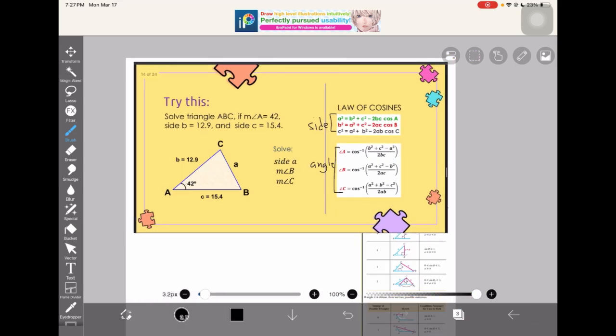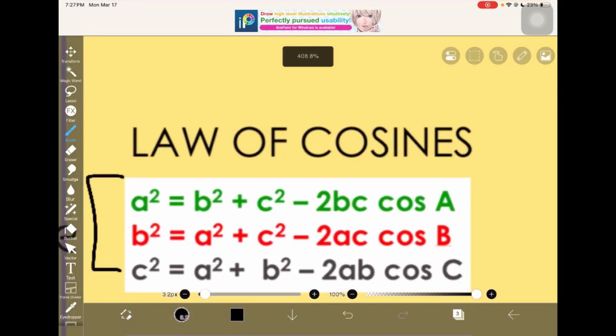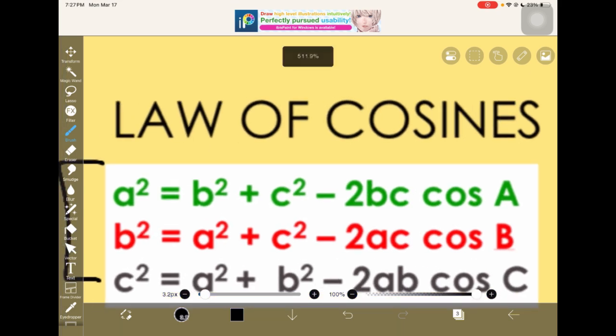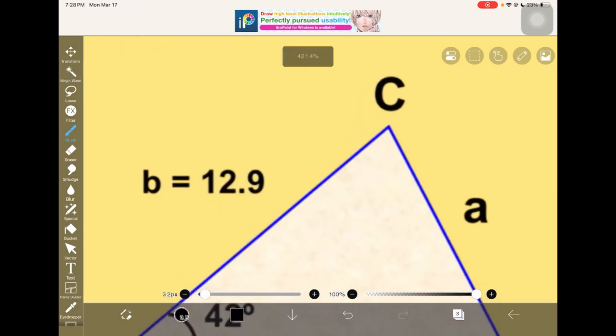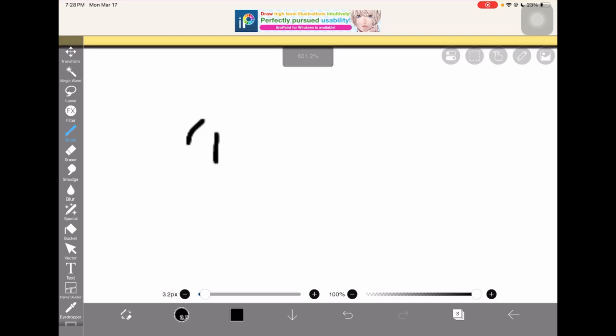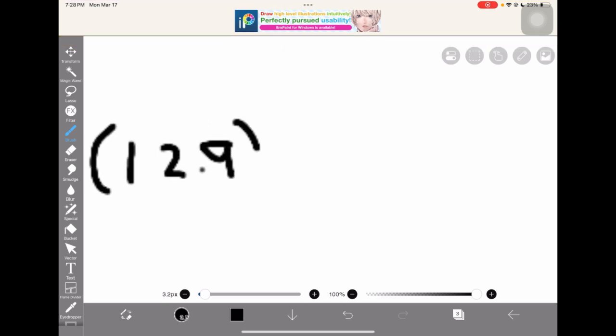So first and foremost, we need to solve for side A. The letters don't really matter here, but let's go for side A anyway. So side A squared is equal to B squared. So side B squared, we want to first type in parentheses, 12.9 squared. I'm going to go slow here. So 12.9 raised to 2.